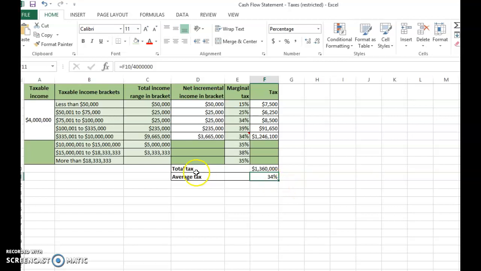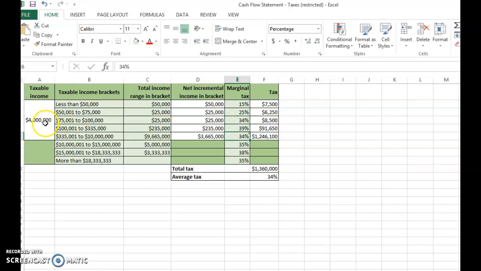Now that is the average tax rate. And what is the marginal tax rate? Remember the definition for marginal tax rate? The tax rate that will apply if you earn $1 extra taxable income. So right now the income for the company is 4 million. If it earns $1 more, this $1 will be taxed where? At 15%, 25%, 34%, or 39%?